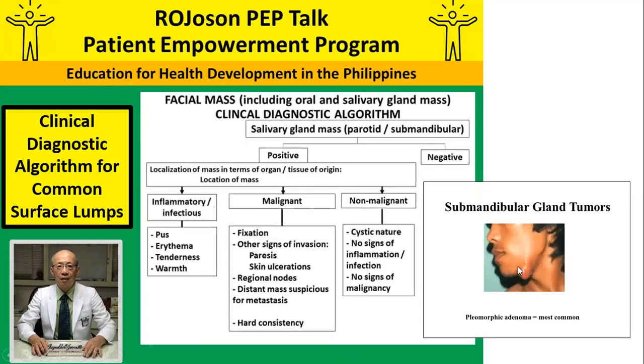Ito naman, may bukol dito sa panga. Sa pagkapa, hindi matigas, so hindi siya bone. So merong isang soft tissue organ dito, yung tinatawag na salivary gland, minor, submandibular gland. Yan ang tumor coming from that organ. Submandibular gland tumor.